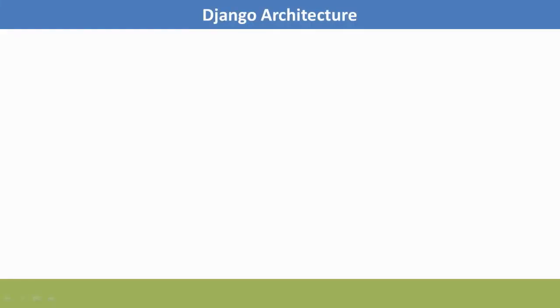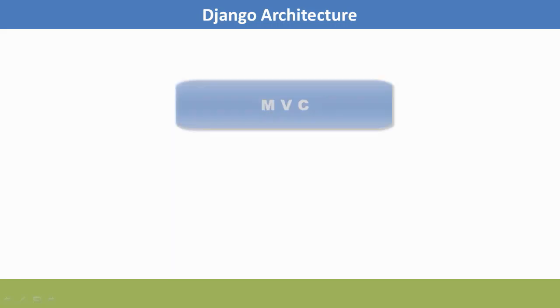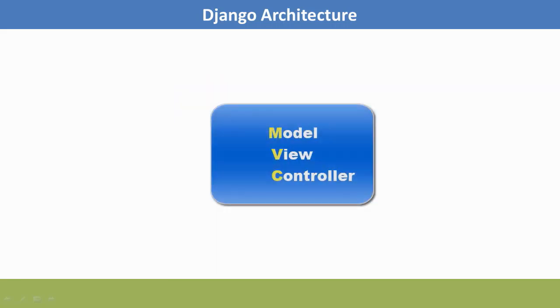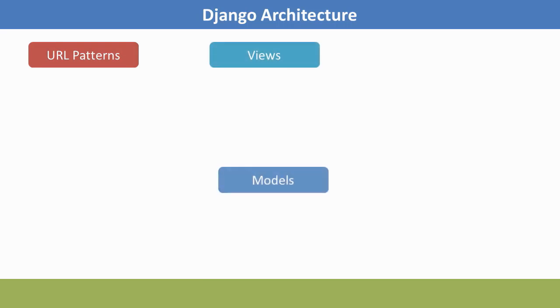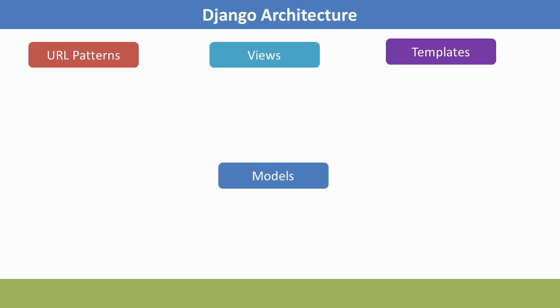In this lecture, we are going to be exploring the type of architecture that Django employs. Django uses an MVC type of architecture. MVC stands for Model, View, Controller. Django calls these pieces by different names. Django refers to them as URL patterns, views, models, and templates. So this is Django's own version of the MVC implementation.